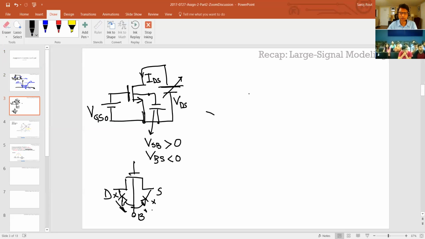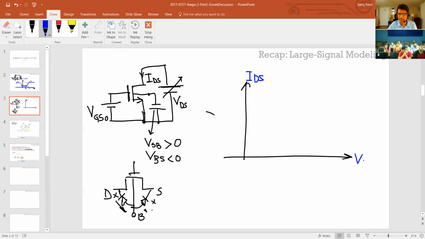Now, if we draw the transfer characteristics of this device, we showed that if we plot the IDS, for example, versus VDS for a given VGS, and we assume that the VGS is greater than VT, which is called the active region, then this transfer function is going to look something like that, right? So we get this really small region here for really small VDS, where this looks like a linear resistor.